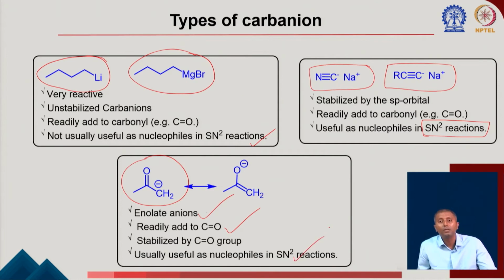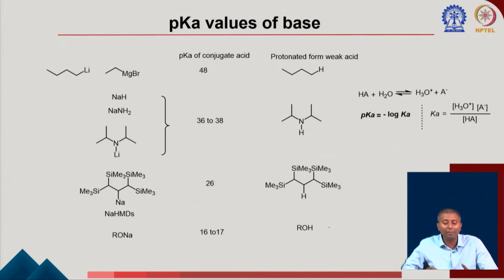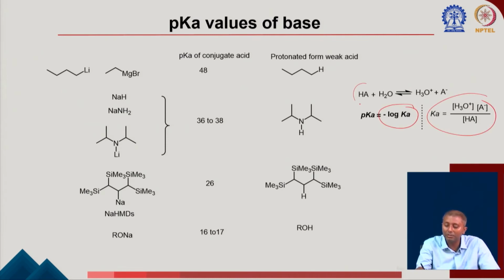So now I am going to order these different types of carbanion by their pKa values. Now I am talking about the pKa of a base. The definition of pKa is minus log K, which is the dissociation constant of HA to A minus and H plus. Generally we use pKa to say that a lower value means it is strongly acidic. In the case of a base, what we try to represent is that if a base is very strong, then the conjugate acid will be very weak.